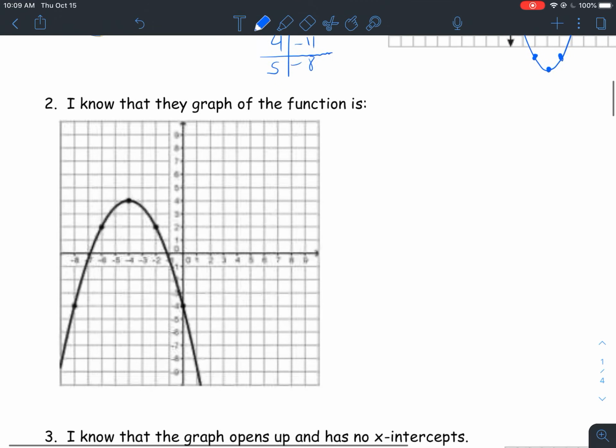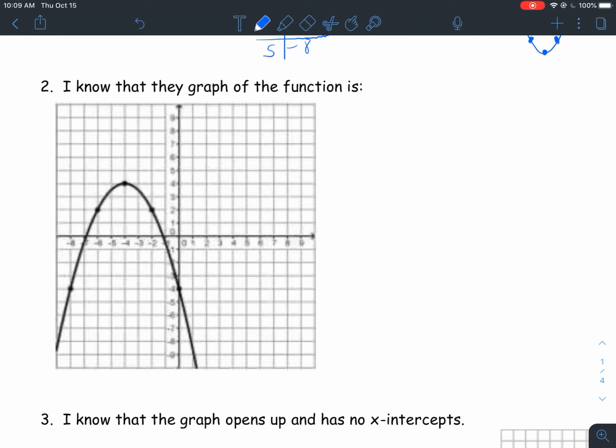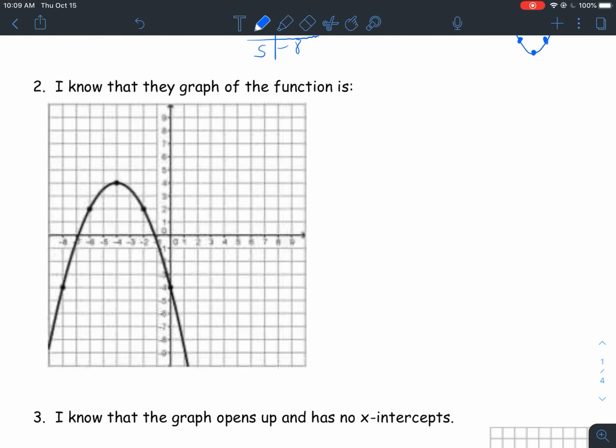So now let's go ahead and check here. They want to know the equation of this graph. All right, so the first thing I would do is find the vertex. So the vertex here is this point. It's either your maximum or your minimum. And in this case, our vertex is -4, 4.